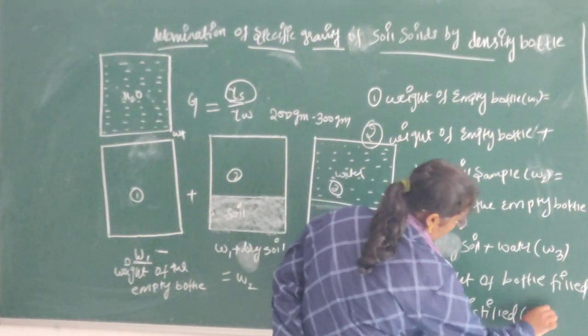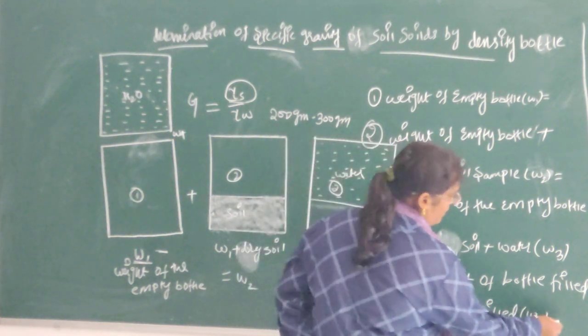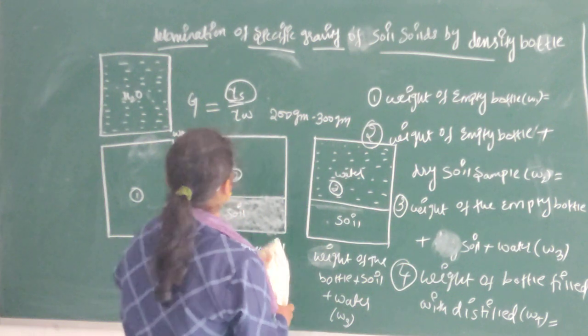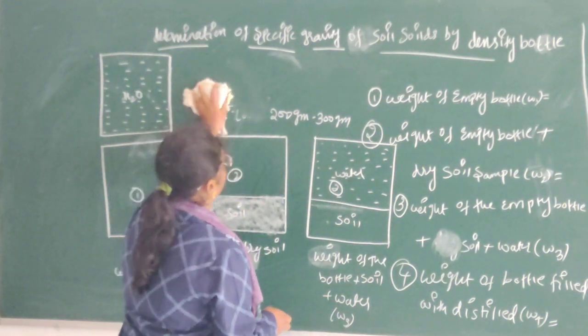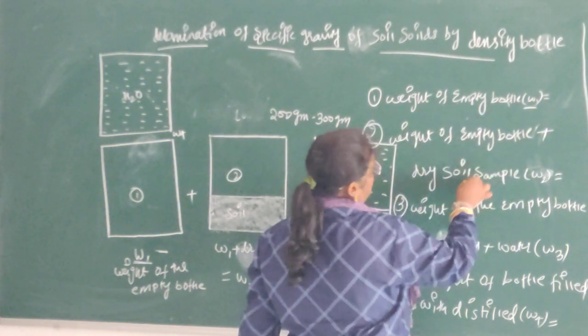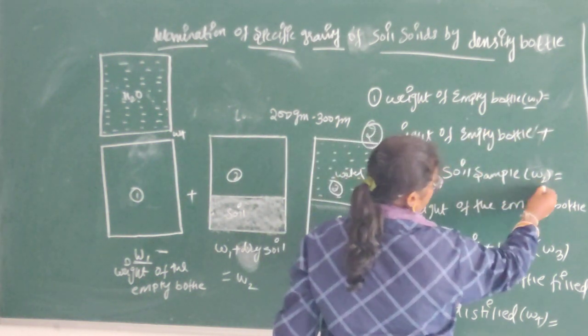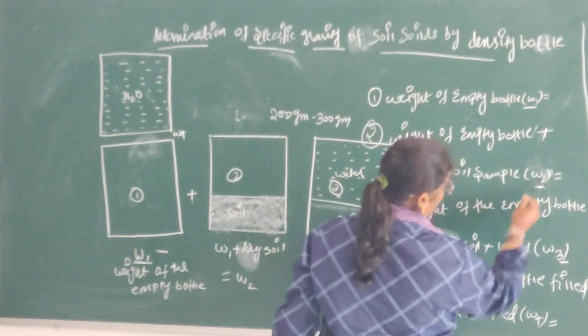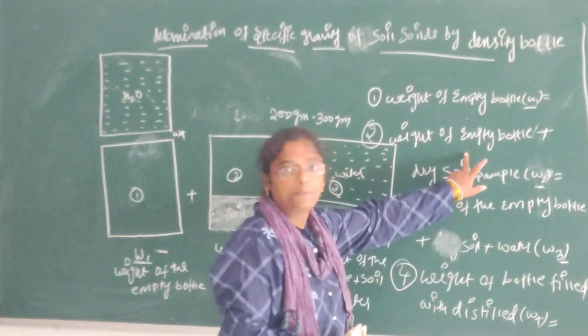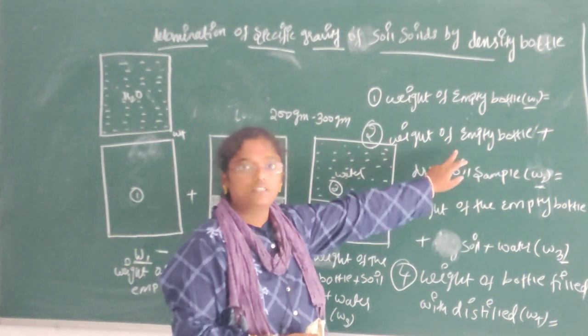So these are the terms you have got. By using all of these, you need to find the specific gravity. Right here, see here. Now tell me, this is W1. Whenever the dry soil is there, by taking W3 minus W2, what will you be getting here? You will be getting the dry sample weight, W3 minus W2.